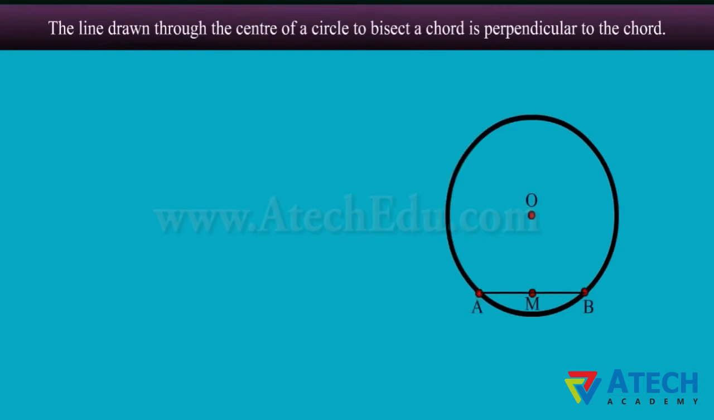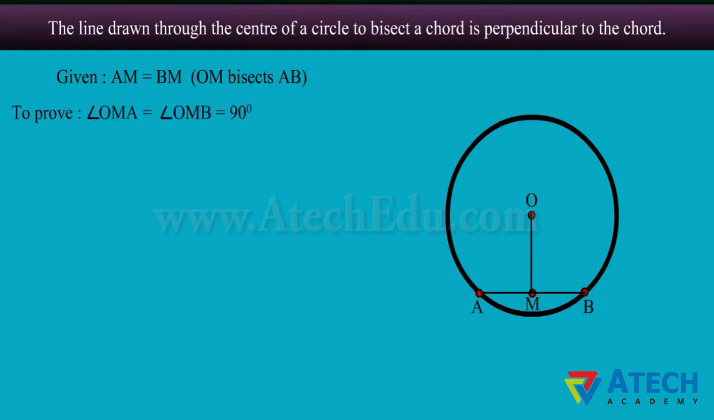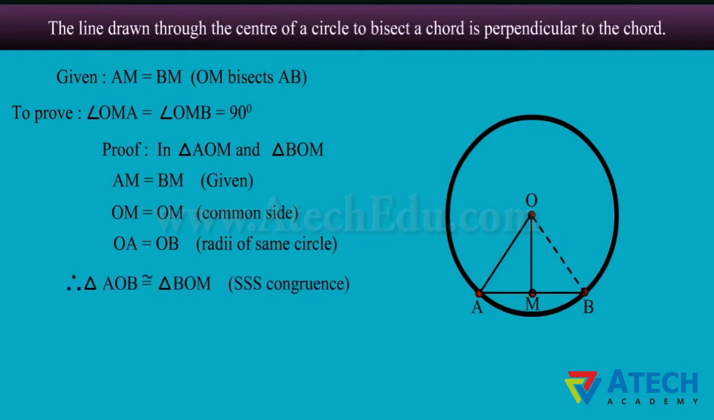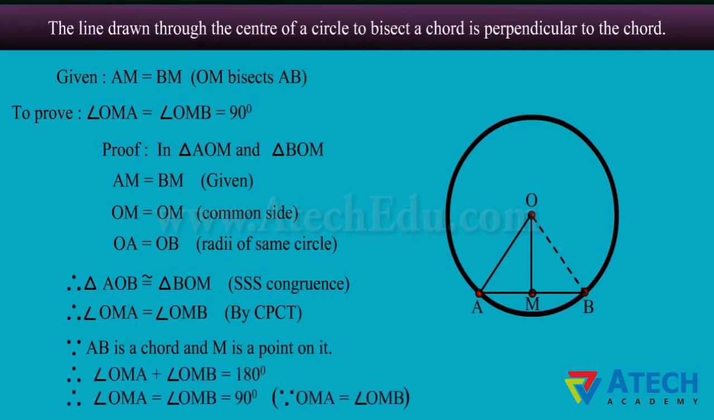Let us prove the converse. The line drawn through the center of a circle to bisect a chord is perpendicular to the chord. In triangle AOM and triangle BOM, AM is equal to BM since OM bisects AB. OM is the common side. OA and OB are radii of the circle. Hence, both these triangles are congruent by SSS congruence. So, angle OMA is equal to angle OMB by CPCT. Since AB is a chord and M is a point on it, angle OMA is equal to angle OMB, which is equal to 90 degrees.